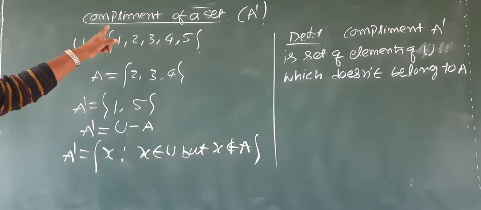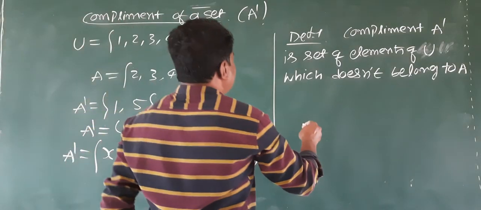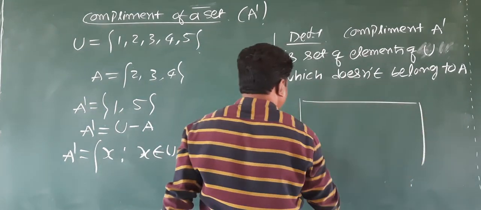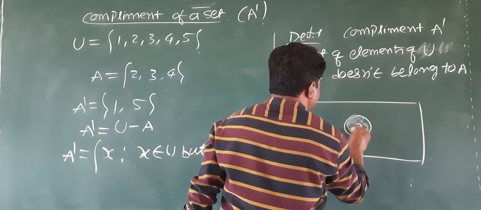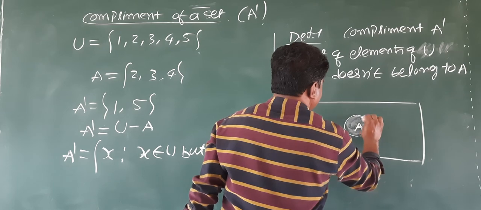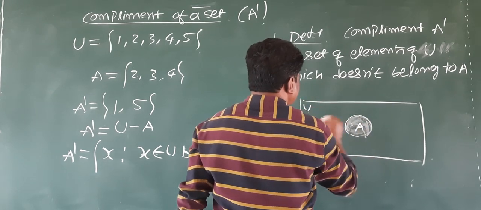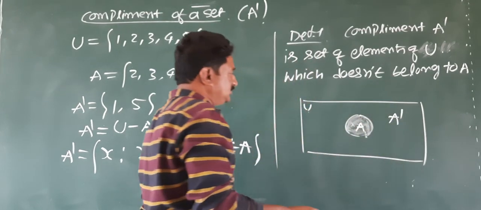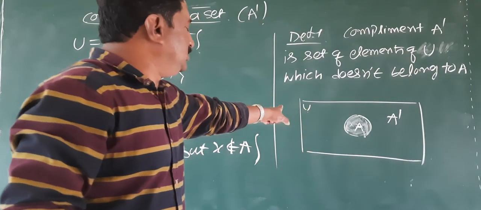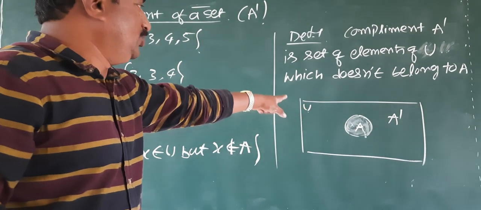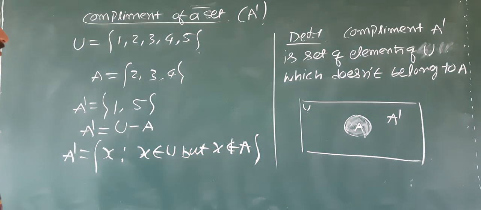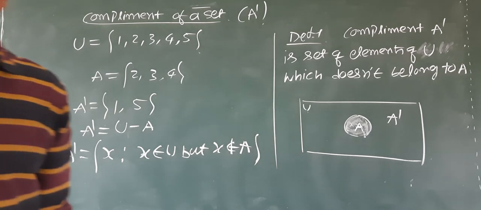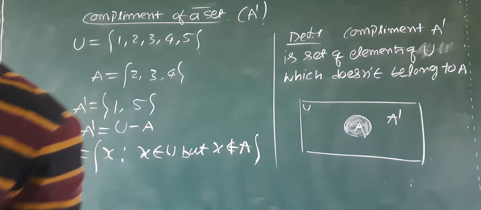Carefully observe. In the Venn diagram I will show that. This is A. This is U. A dash means except A, U minus A. A dash. I hope you understood, students. Let us go for solving problems on this.